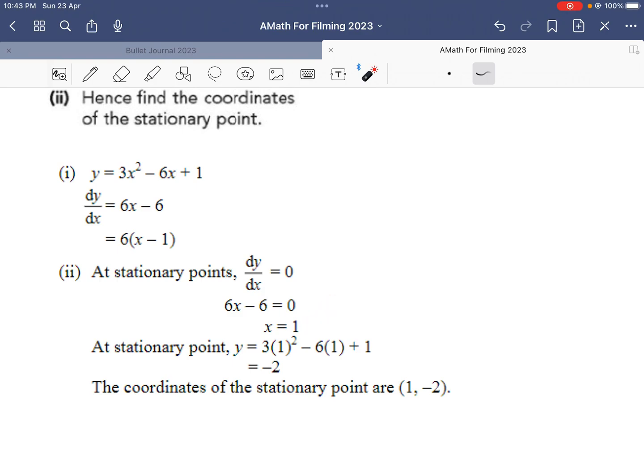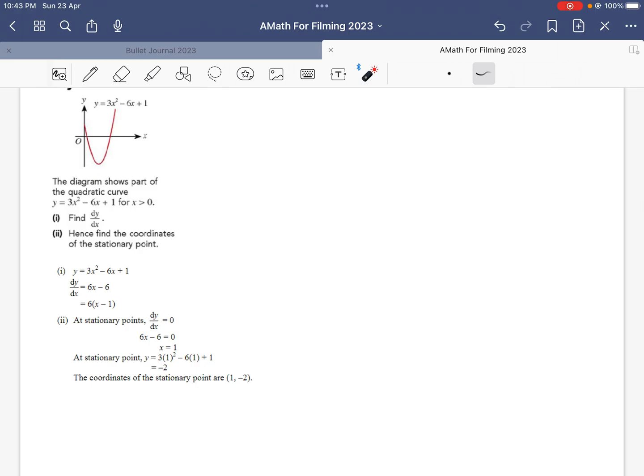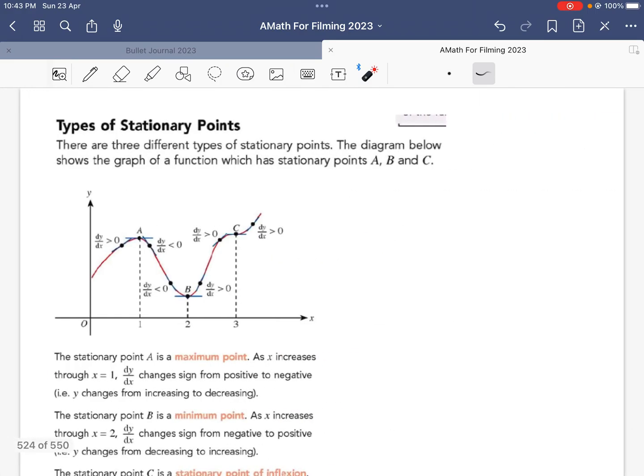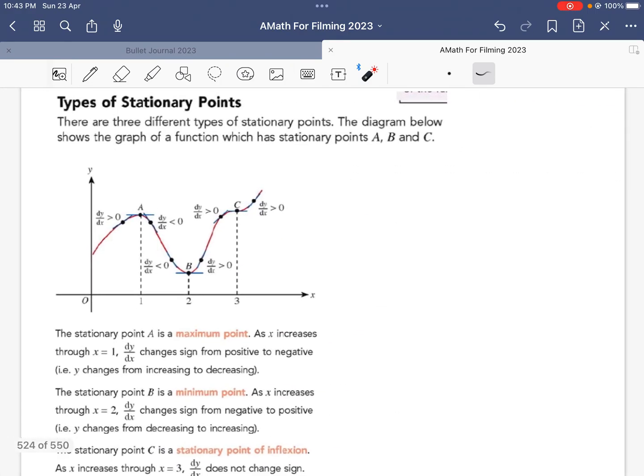To find the y value, you substitute back into the equation of the curve itself. You find that the y value is -2. So I would think that you could have simply got that the coordinate of the stationary point is (1, -2). Not a very difficult try one. Okay, now back to stationary points.